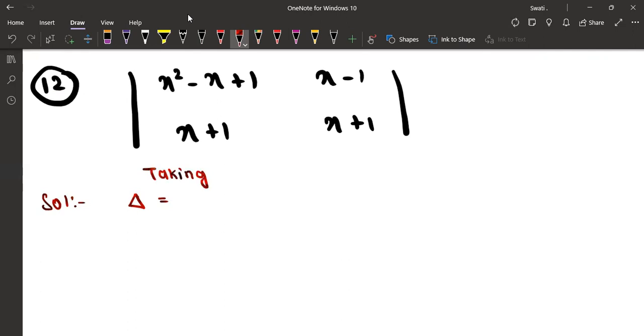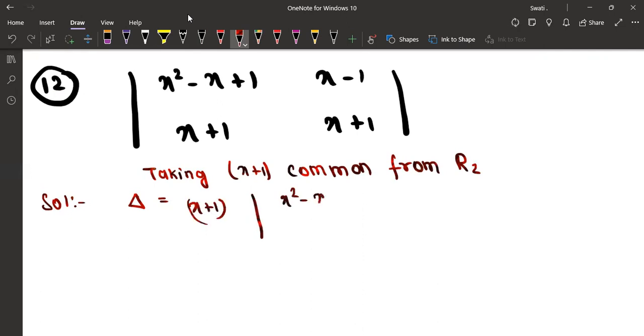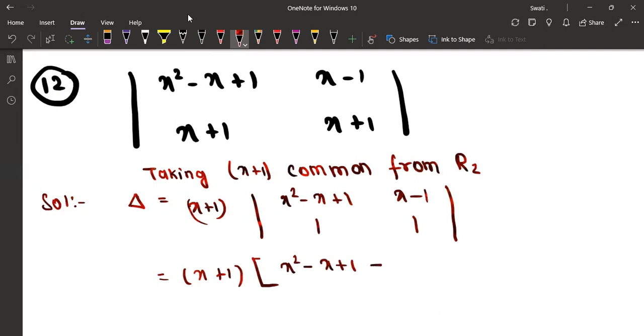So simply taking x plus 1 common from the second row, that means common from R2. Clearly, x plus 1 will be outside. And inside the determinant, we have this entry as it is, x squared minus x plus 1. This x minus 1 as it is. Here x plus 1 is outside, so 1 and 1. And now I'm going to simplify this. So this is x plus 1 as it is, and here after using the formula, x squared minus x plus 1 times 1 is going to be the same thing. And then minus 1 into x minus 1 is also going to be the same thing, but we have a minus sign here. So if you remove that bracket, it is going to be x plus 1.